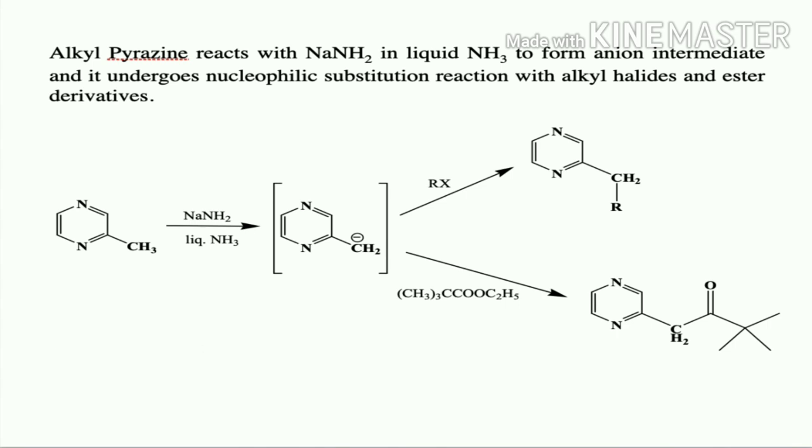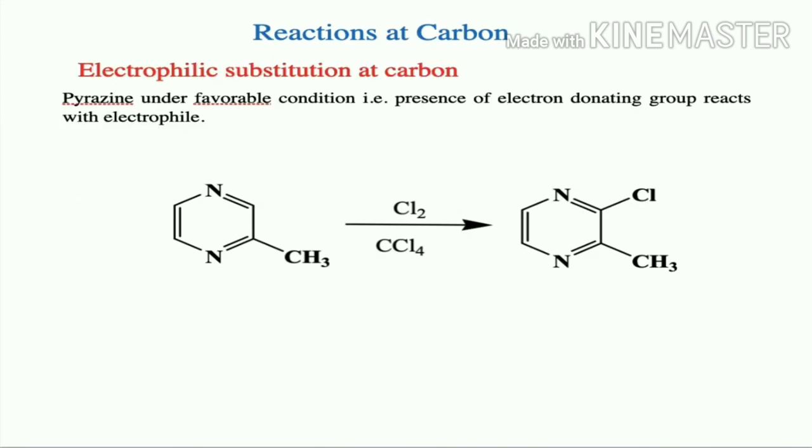Since pyrazine is not of that much importance, there are only a few reactions which you can see. So these are the reactions at carbon. Electrophilic substitution reaction is very difficult. The only favorable condition is if electron donating groups are present, then it is going to react with the electrophile, or else it is not going to react. The reason has already been quoted.